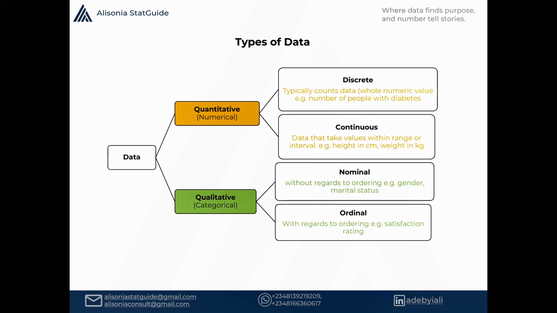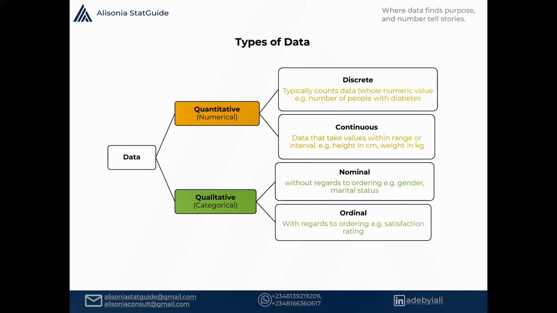The example is number of people with diabetes. It is count. You can't say number of people with diabetes is 2.3, but you can say number of people with diabetes is 2. There are 4, there are 15, there are 5. Number of rats in a laboratory for an experiment, that one is also count data. Number of COVID-19 occurrences, number of people with malaria, and so on and so forth. They are count data, they are numeric, and they are discrete.